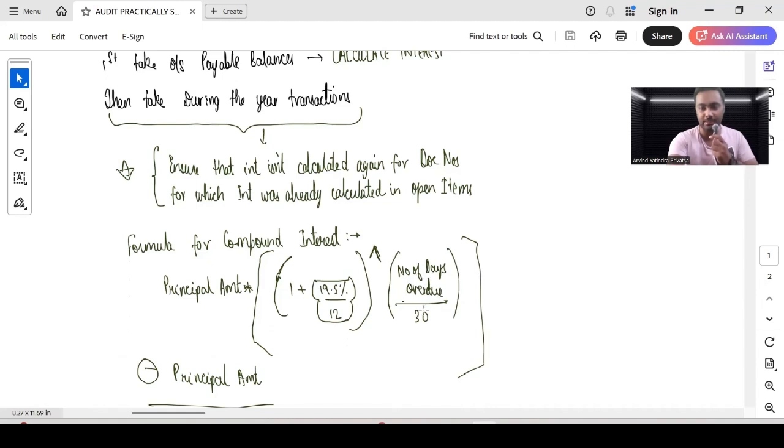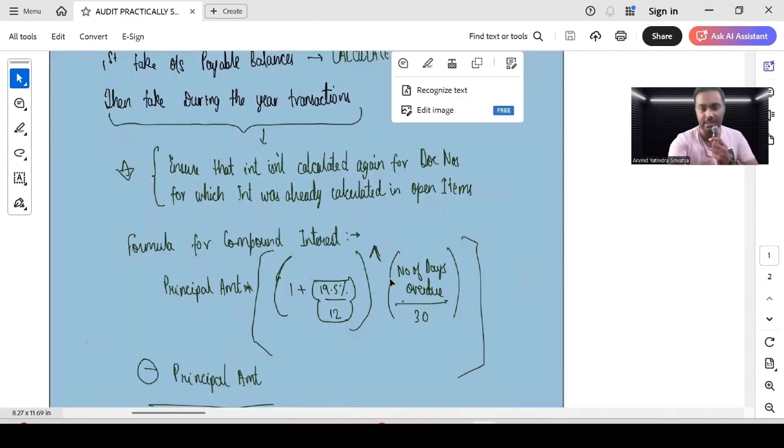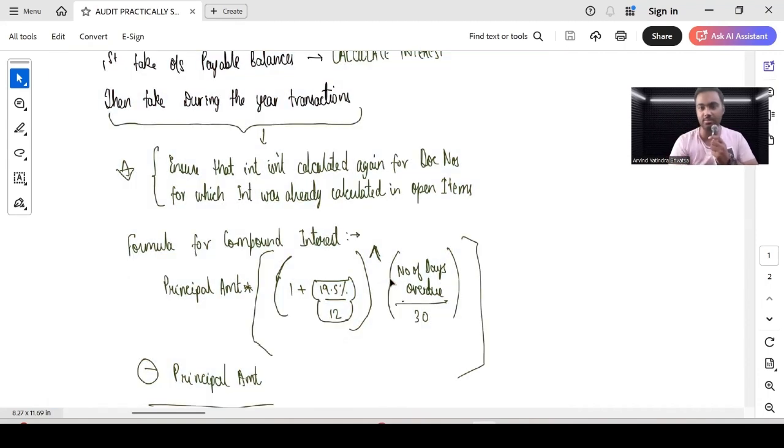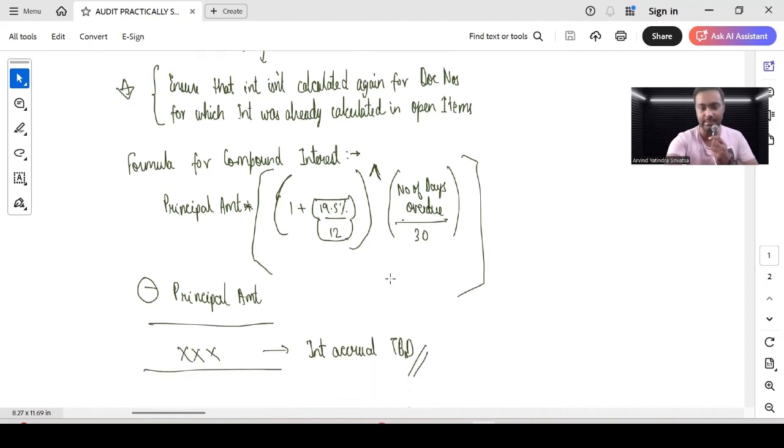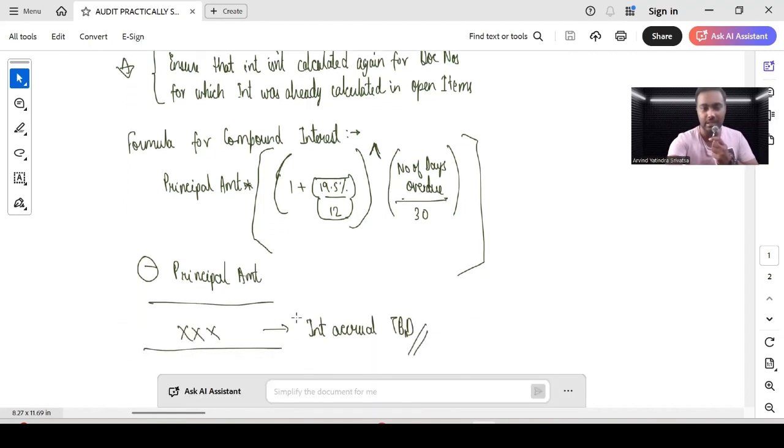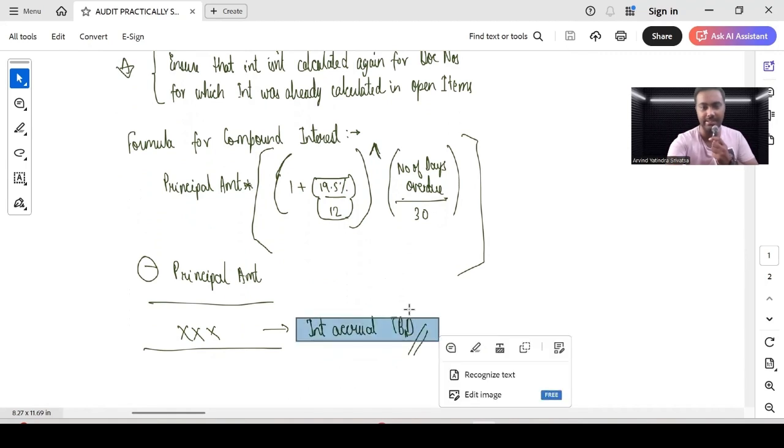So you would do 27 by 30 here. Since you're dividing by 30, you're converting the days into months. And when you're doing 19.5% by 12, this is again getting converted into months. So everything is in similar terms, that is, in terms of months. So your formula is mathematically accurate. And this is how you calculate this, guys. I hope you understood this. And this is how you arrive at the interest accrual that is to be done, guys.